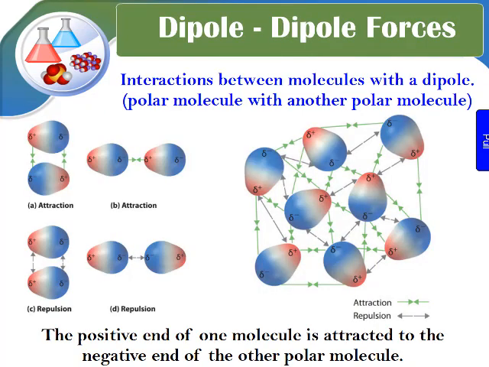The first one is dipole-dipole. Dipole, we remember from our bonding unit, meant that it was polar. 2 poles. So we have a slightly positive side and a slightly negative side. So dipole-dipole attractions are interactions between molecules with a dipole, aka that are polar. So polar molecule with another polar molecule. The positive end of one molecule is going to be attracted to the negative end of another polar molecule. They arrange themselves where we have attractions and repulsions. Two positives are going to repel each other, keeping them spaced, while a positive and negative will attract.